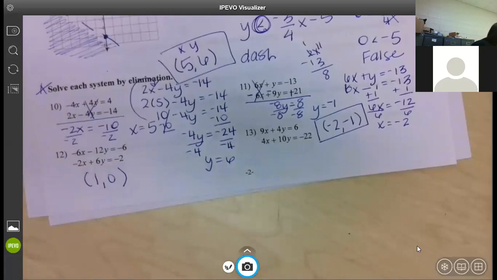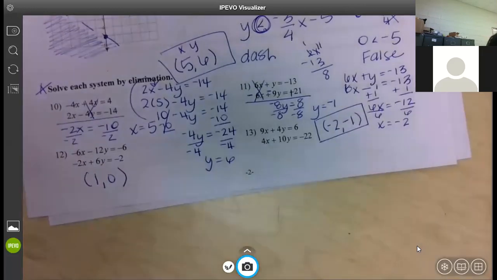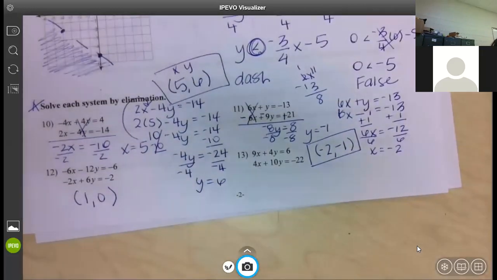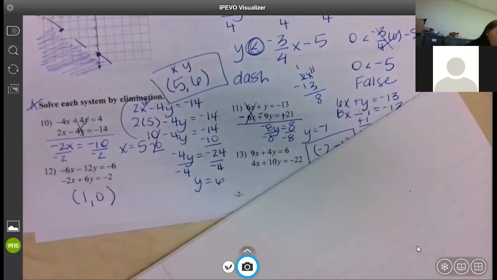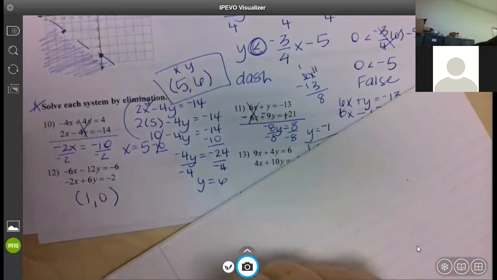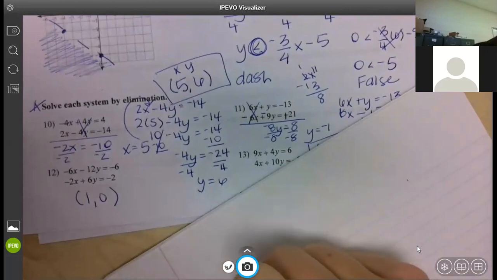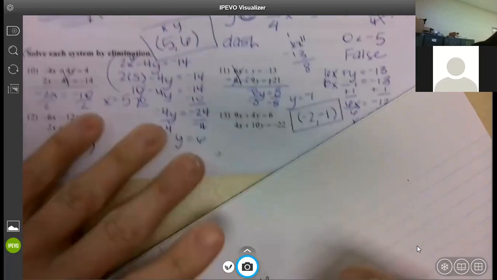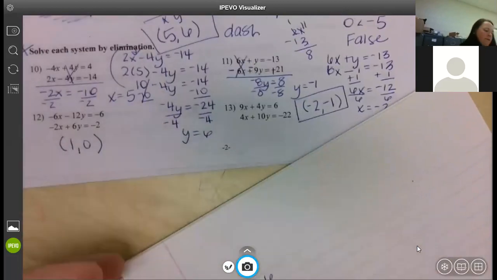All right, I'm going to show you the next one. Give it just a second. Grab a notebook. I don't have enough room to write that. So I'm just copying the problem down. 9x plus 4y equals 6. 4x plus 10y equals -22.